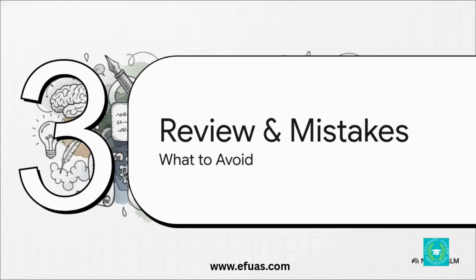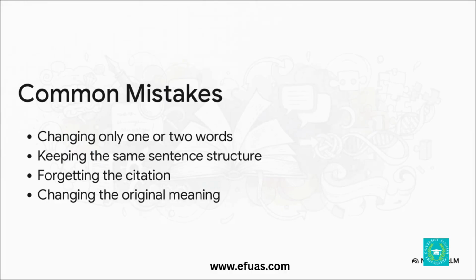All right, we're almost at the end. Let's quickly review some common mistakes. Understanding what to avoid really shows you why our four-step formula is so useful. These are the mistakes students make most often. You see, it's not enough to just change one or two words. You must also change the sentence structure. And of course, you should never forget the citation, or accidentally change the original meaning. Our four-step formula really helps you avoid all of these problems.